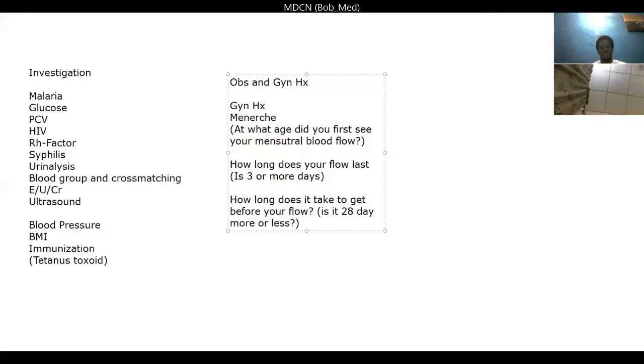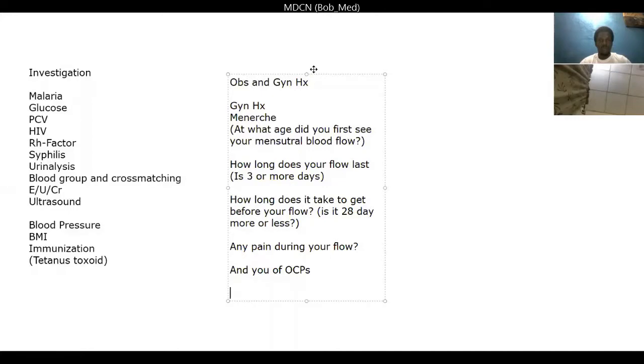All right. The next question you want to ask the patient is about any pain during the menstruation. So dysmenorrhea, any pain during your flow. You want to ask these questions. Another thing you want to rule out is any use of oral contraceptive pills, any use of OCPs.